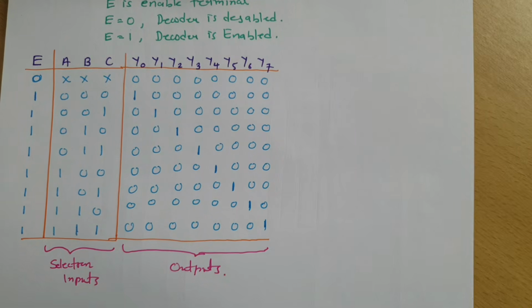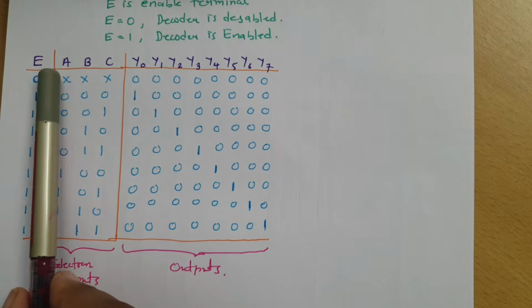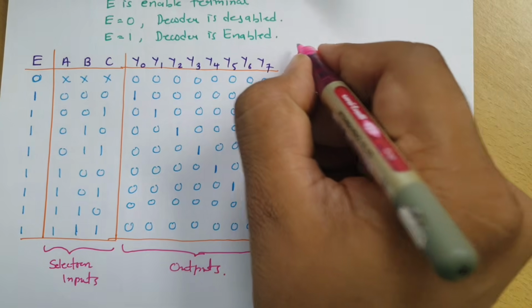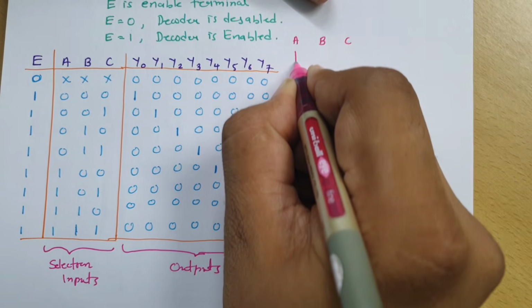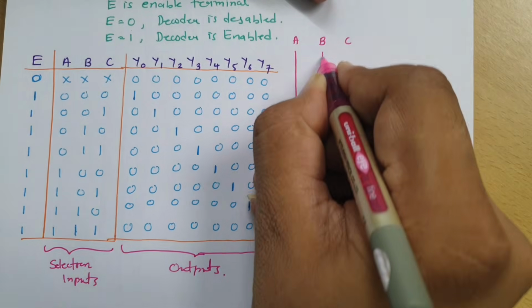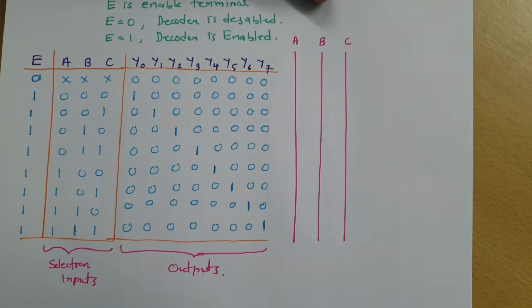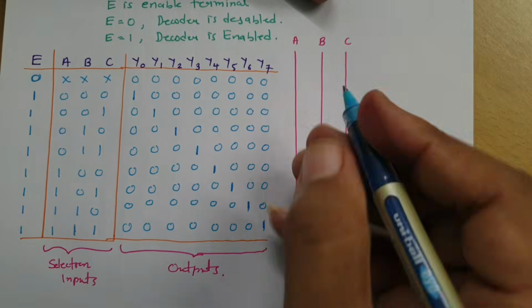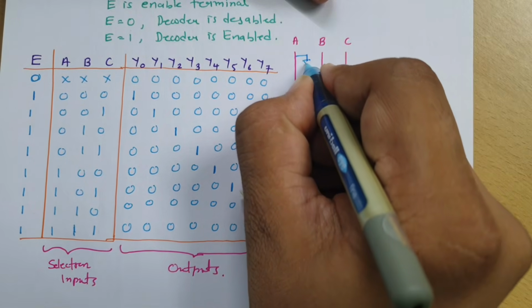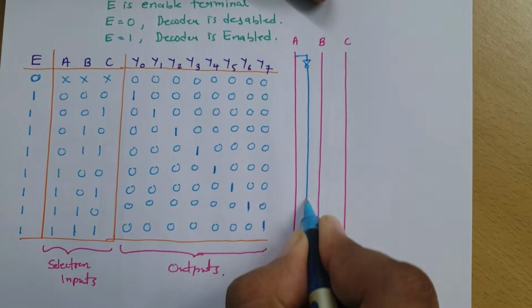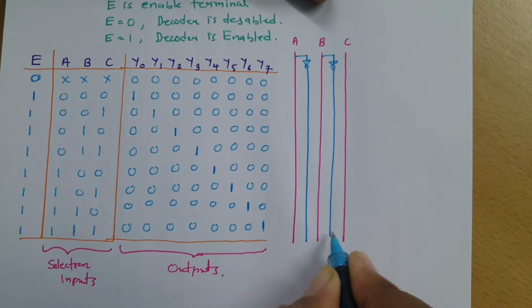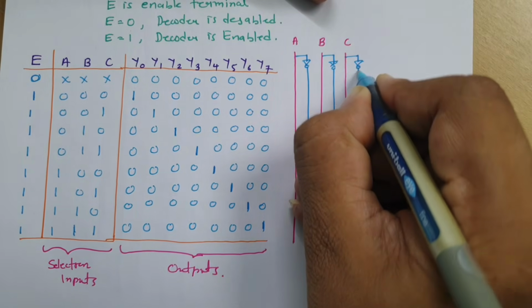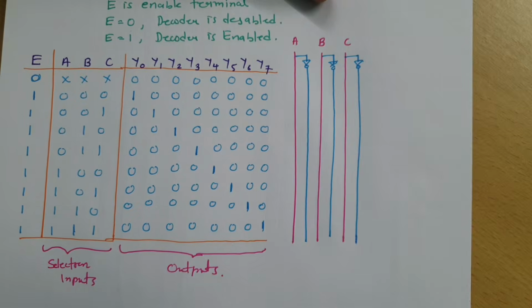To make a circuit, first we need to make it with respect to selection lines ABC. So here I'm making the selection lines, let us say A, B and C, and these are active high lines. In parallel with that I am also making inverting lines, so A bar, B bar and C bar, that is what I am connecting.